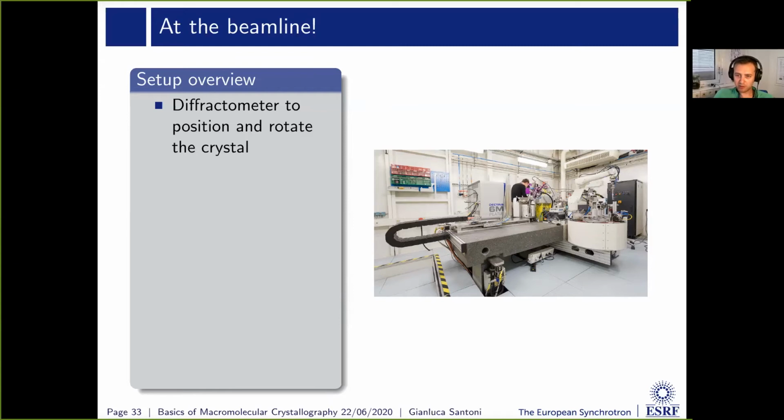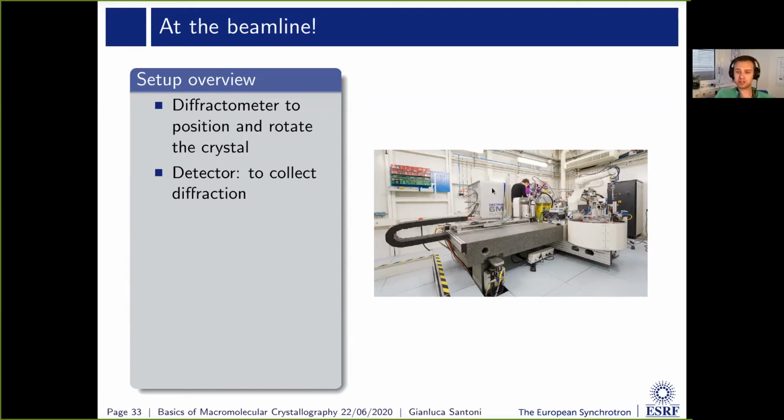You can see it here. On the diffractometer, what we have is a goniometer head where we mount the pins, and the pins are then rotated and put into the beam. So the diffractometer has 2 functions. The first is to position the crystal in front of the beam, and the second is to rotate the crystal very precisely. Why precisely? Because when we collect images with the detector, if we want to reconstruct the reciprocal space with precision, we need to know at which exact degree each diffraction image has been collected.